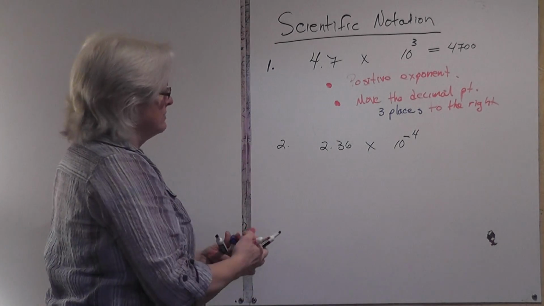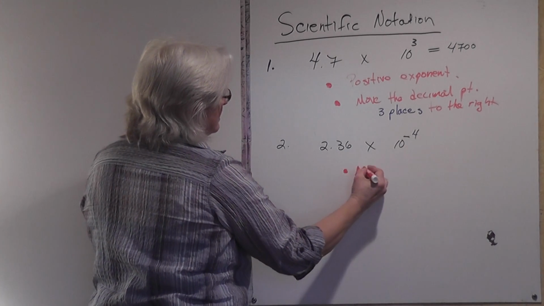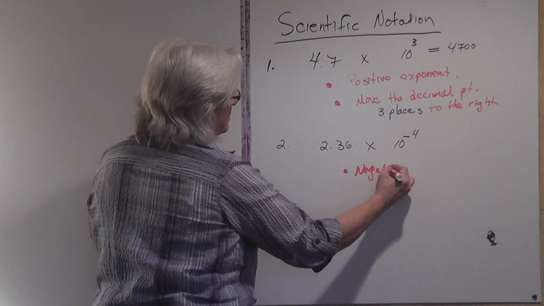So, what's the first thing that we do? We look at the exponent. Is it positive or is it negative? So we have a negative exponent.